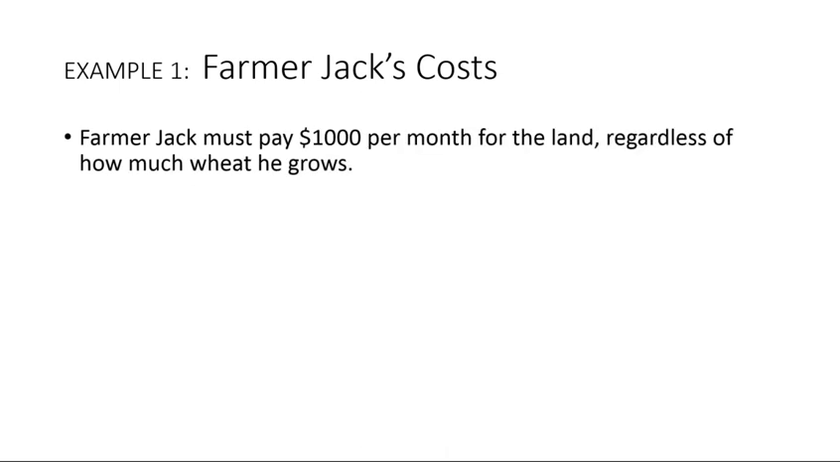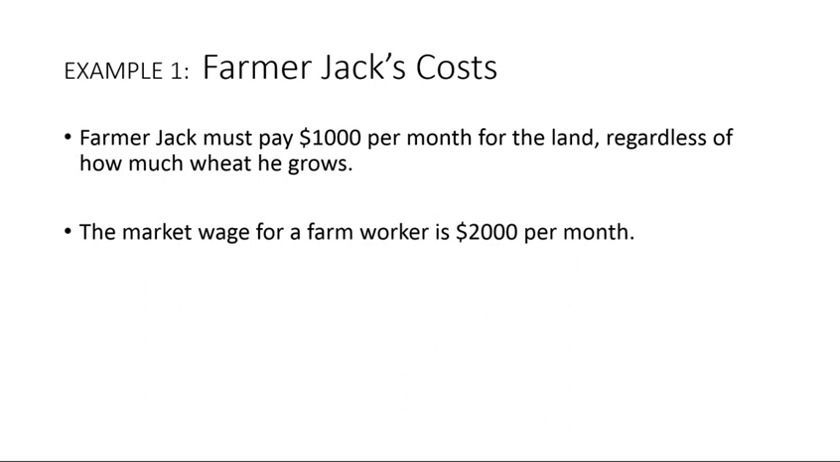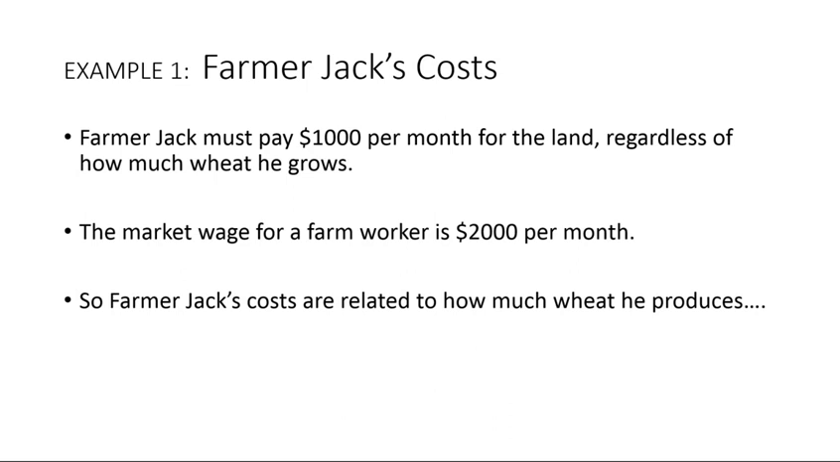So let's go ahead and take a look at Jack's costs. Let's assume here he's got to pay $1,000 per month for his land. And he has to pay that regardless of how much wheat he's actually able to grow. We'll also assume here that the market wage for a farm worker is $2,000 per month. So Jack's costs are absolutely related to how much wheat he produces through how many workers he needs to hire, through the wage he has to pay each worker per month.